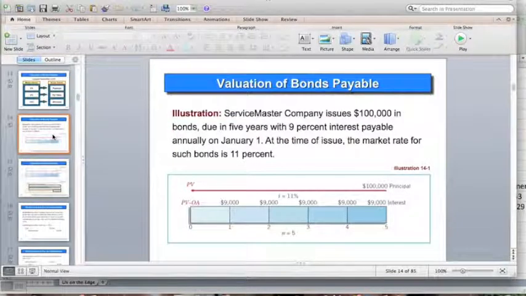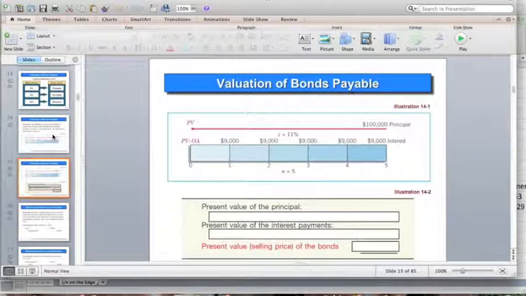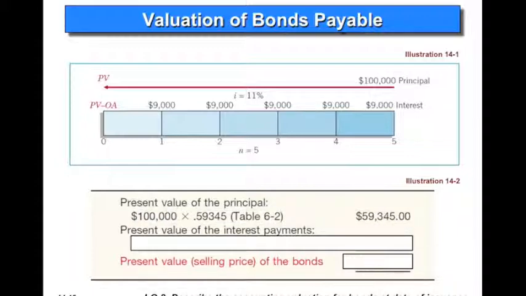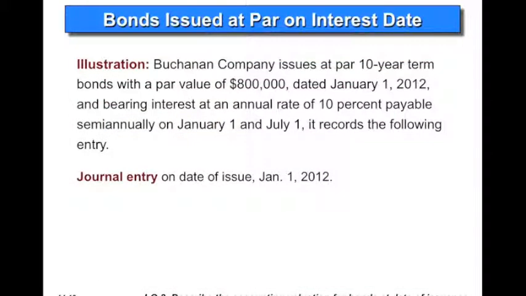Now, how do we record all of this? When we have some of these situations, how do we record the actual interest and payments? Let's see, we have a bond here of $100,000, pays $9,000 of interest. Present value of the whole thing is $59,345. Interest payments, present value is $33,263. So the bonds are selling for $92,608. Perfect. That's our first carrying value.